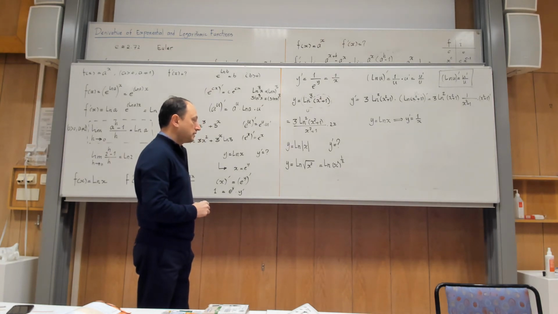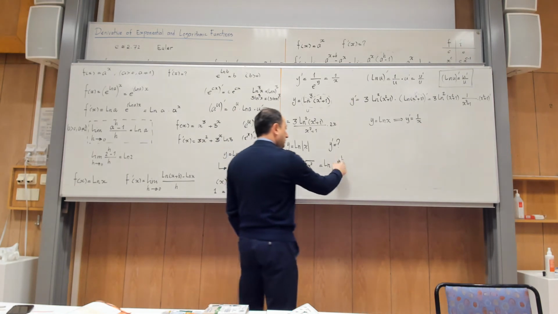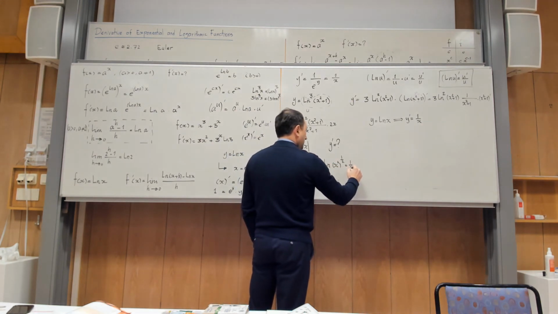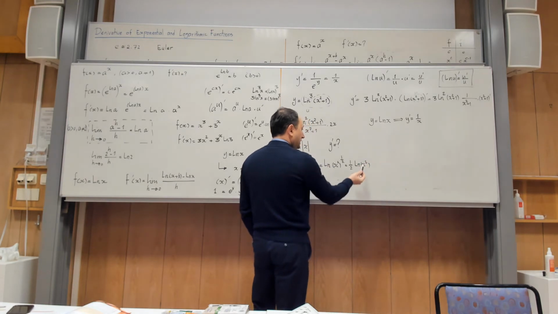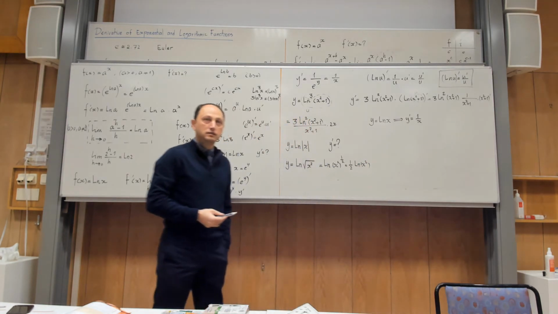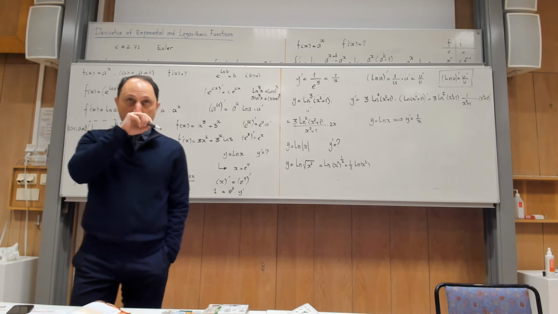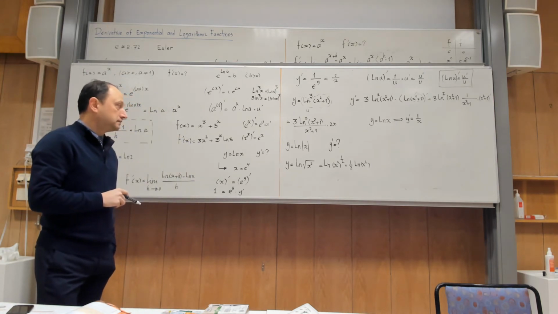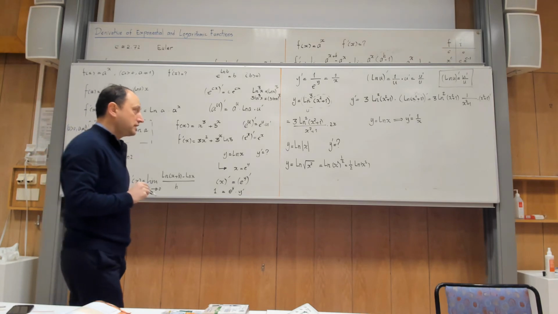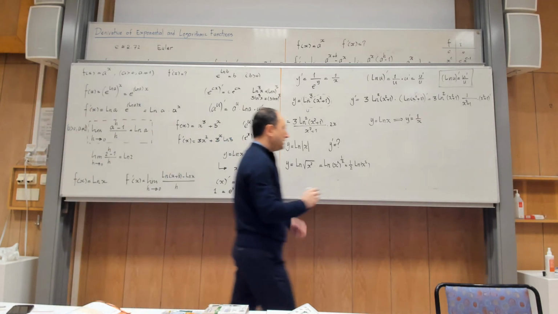Yes? And then I can bring 1/2 back. Then I will have 1/2 ln of x squared. By the way, can I bring this 2 back as well? These are important things that you need to be careful about. So can I say that?